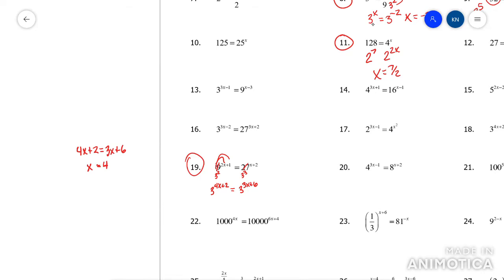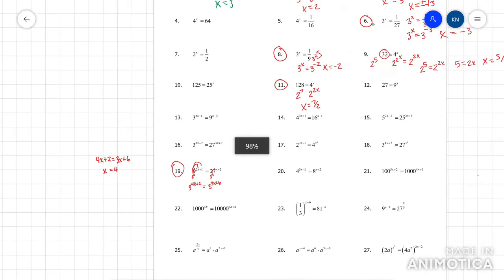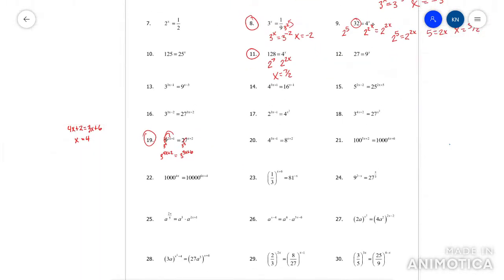So I hope that's making sense so far. Now, something else that they will do is, look at number 17 here.